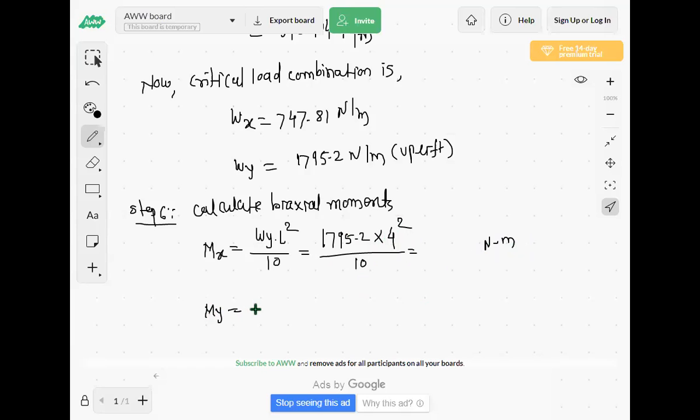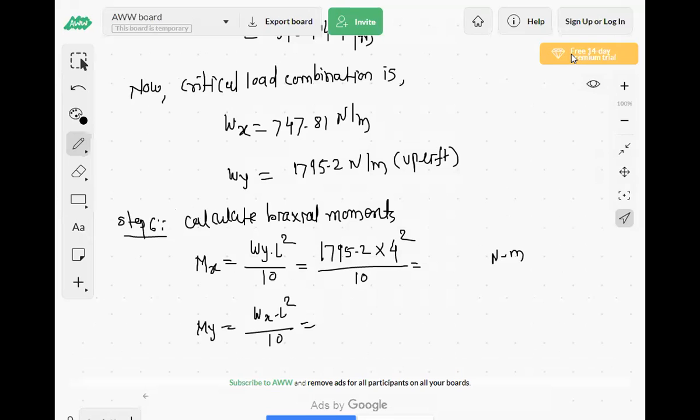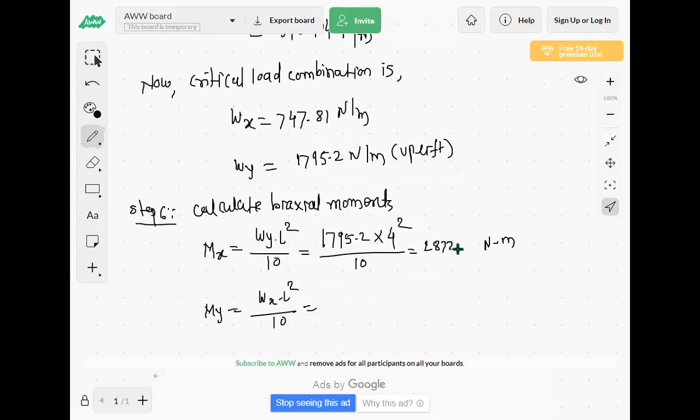2872.32 Newton meter. Similarly, calculate the moment in y direction, which is Wx into L square divided by 10. So 747 into 4 square divided by 10. So how much is the moment in y direction?